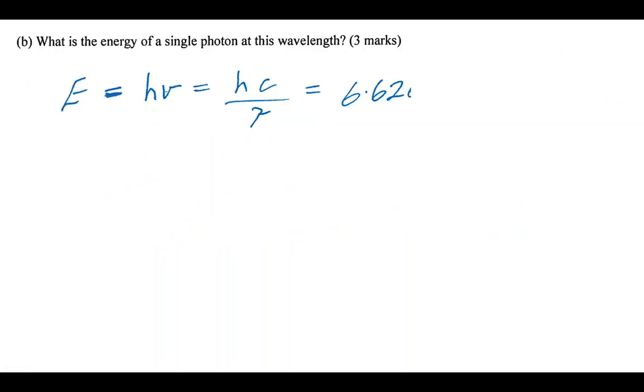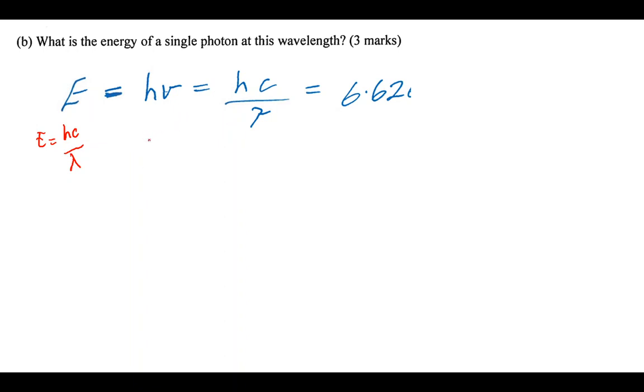So B, what is the energy of a single photon at this wavelength? So the formula you want to use for that is E is equal to hc over lambda. So in this case, h is Planck's constant, c is your speed of light, and then lambda is your wavelength in meters. And then E will be the energy of a single photon.